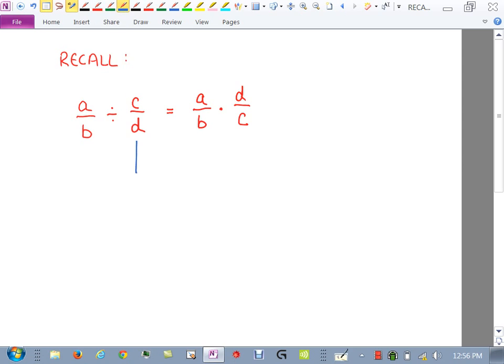So the change in the problem is that this flips, right? And also that your division becomes multiplication, okay? That's the idea behind division. So all we have to be careful with here is that before we do anything, we flip the second fraction over. Got to do that first.